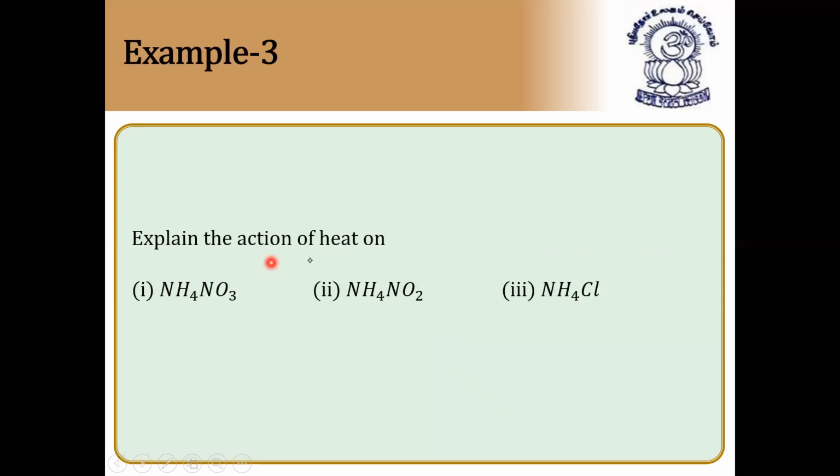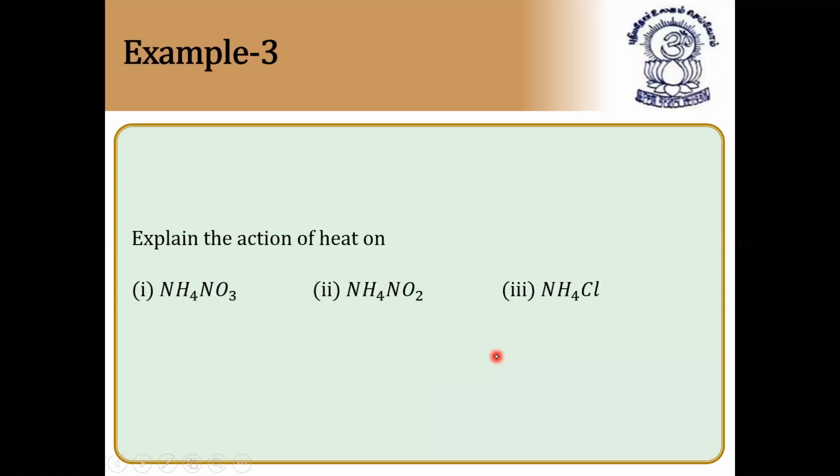Next question. Explain the action of heat on ammonium nitrate and ammonium chloride. Ammonium chloride on heating gives ammonia. Ammonium nitrate forms nitrogen dioxide gas. Ammonium nitrate also forms nitrogen monoxide gas. These reactions you can see in the classwork. I hope it is clear.